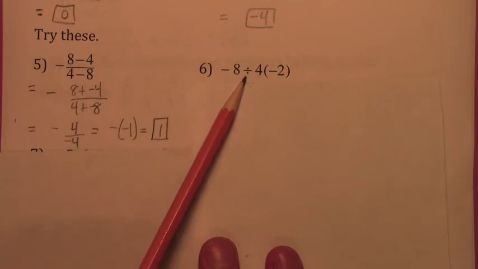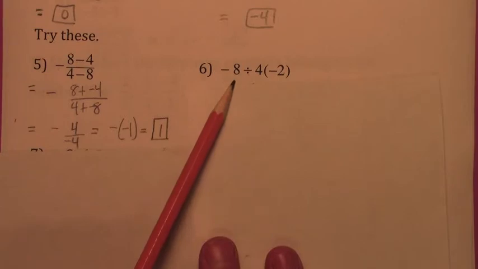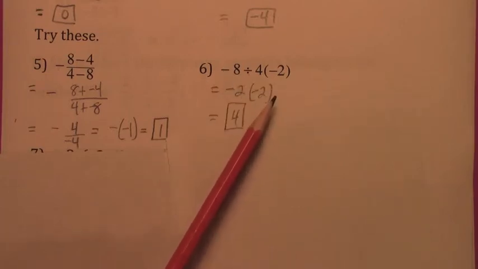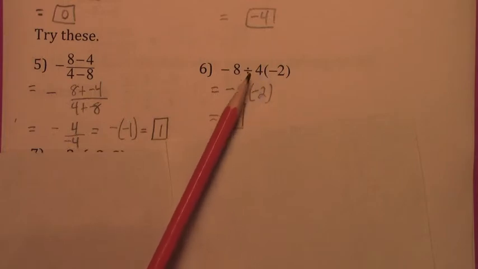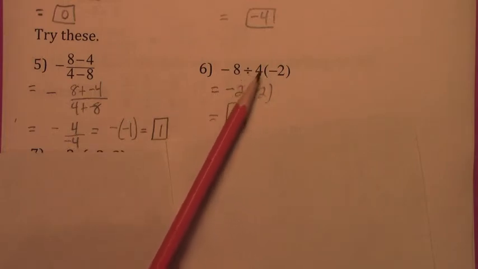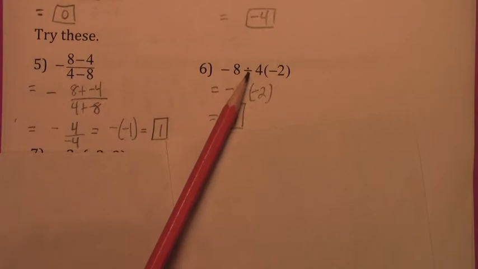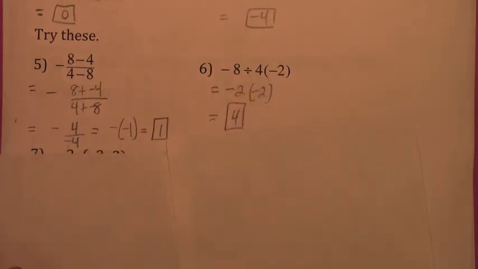Okay? What is negative 8 divided by 4? It's negative 2. So you should have got negative 2 times negative 2. The answer is 4. Visually, it's tempting to want to do the multiplication first, but no, the division comes before the multiplication. Order of operations says you go from left to right. Whew, that was sneaky, I thought.